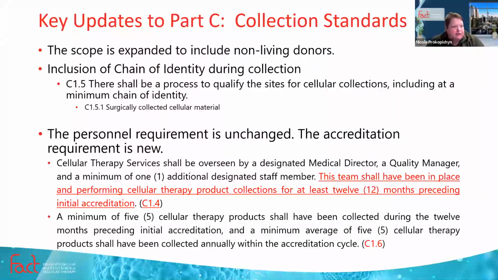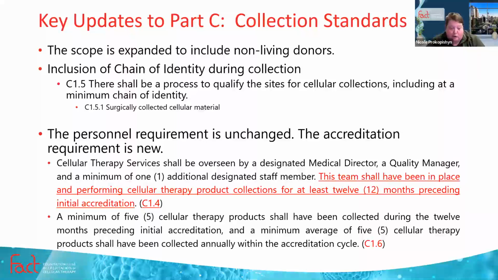Specifically in the collection standards, as we mentioned right at the very beginning, the scope has been expanded to include non-living donors, so that's why it's been converted over to donors. So that's one of the major significant changes to meet those needs. Also, there's been inclusion of chain of identity concept during collection. So there needs to be processes to qualify the site for cellular collections, and that needs to include the ability to have a chain of identity. And of course, that also includes surgical collection of cellular material. We need to make sure that the chain of identity is included in any of those products that are going to be used.